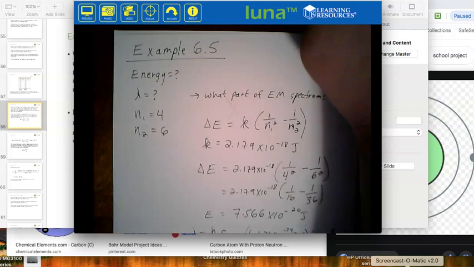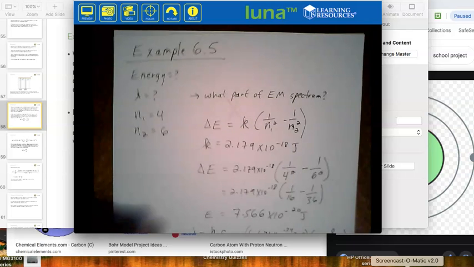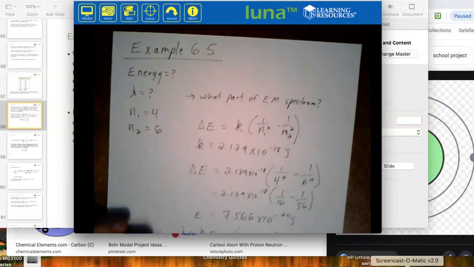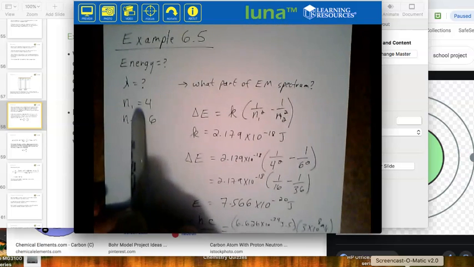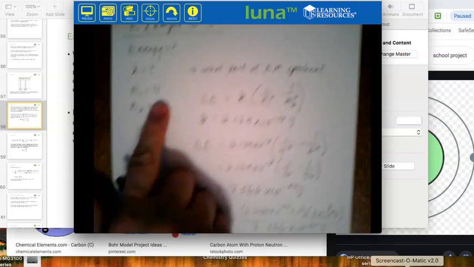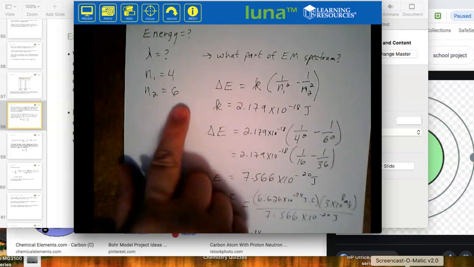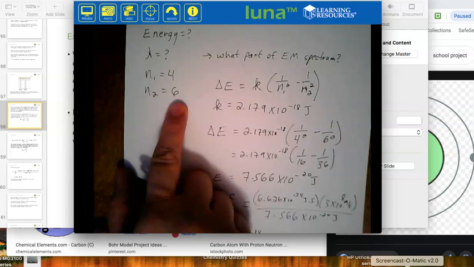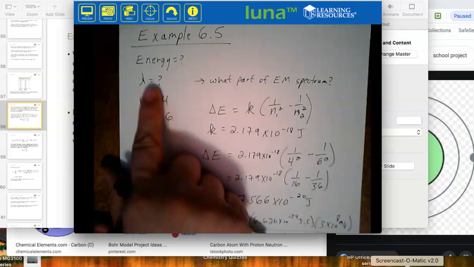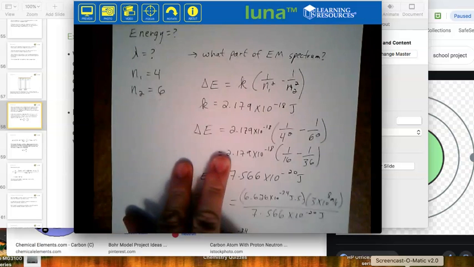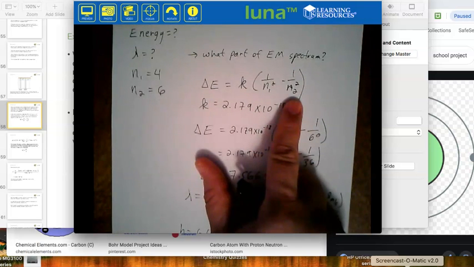So I look at my given values here. I'm given n sub 1 equal to 4, so that's the initial energy level of the electron, and then it went from 4 to 6. They're asking for the energy amount and the wavelength, and then what part of the electromagnetic spectrum this wavelength is associated with. So here's our formula to find the change in the energy.